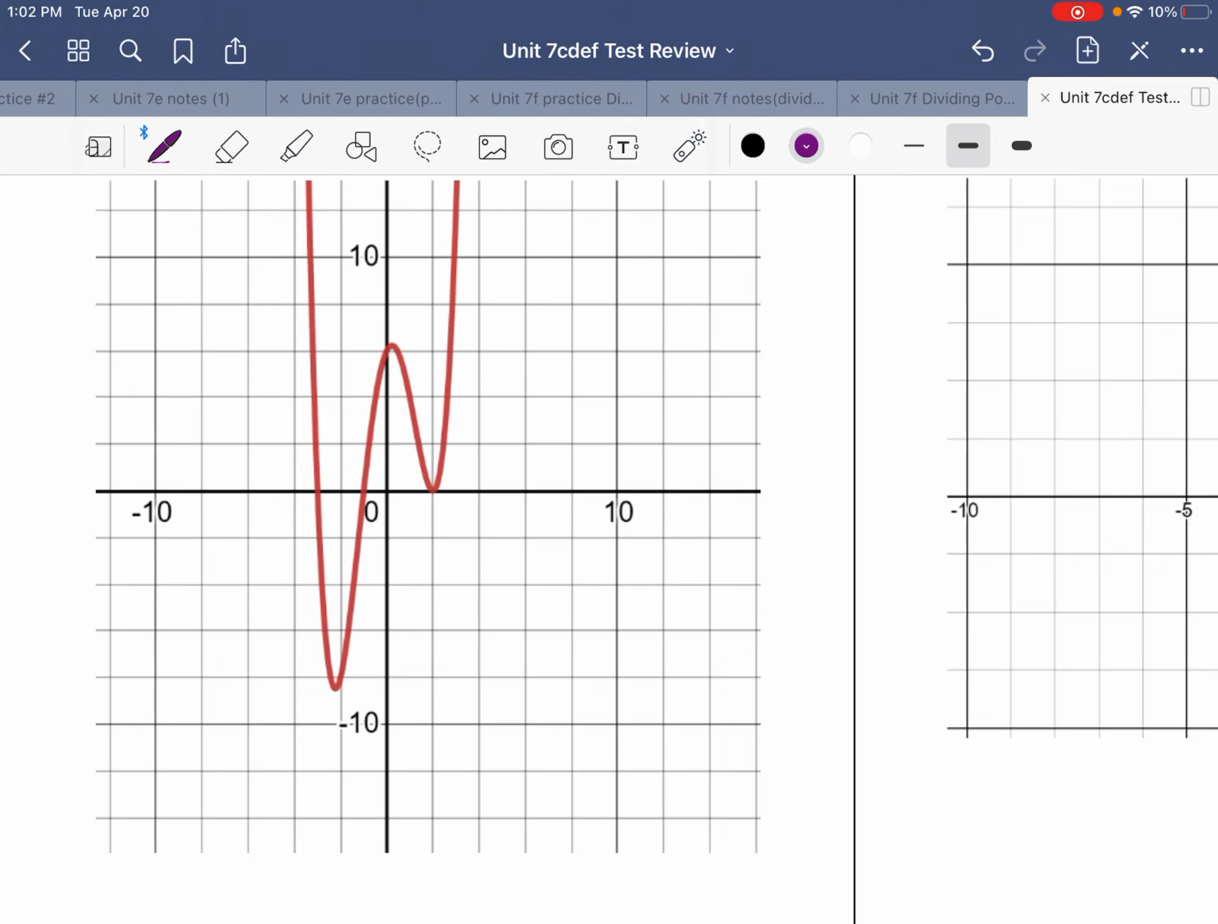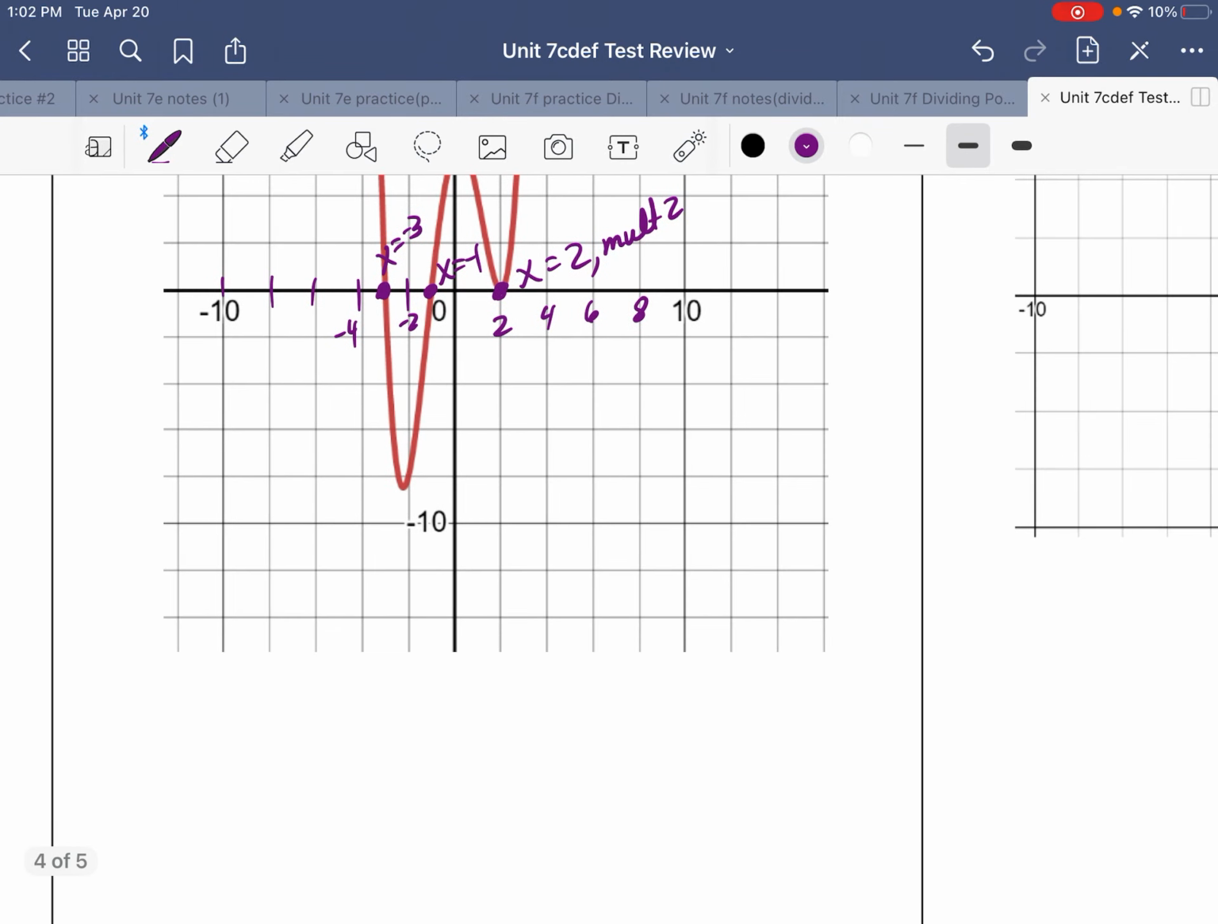Write an equation. Let's see here. Well, that's tough to find. Oh, we're going to have to estimate this. So 2, 4, 6, 8, 10. So that's negative 2, that's negative 4. So in between is negative 3. So x equals negative 3. We'll estimate it. And we'll estimate that at negative 1. This is at 2, 4, 6, 8, 10. So that's at x equals 2, and that's a double. So we have x equals negative 3, x equals negative 1, x equals 2.